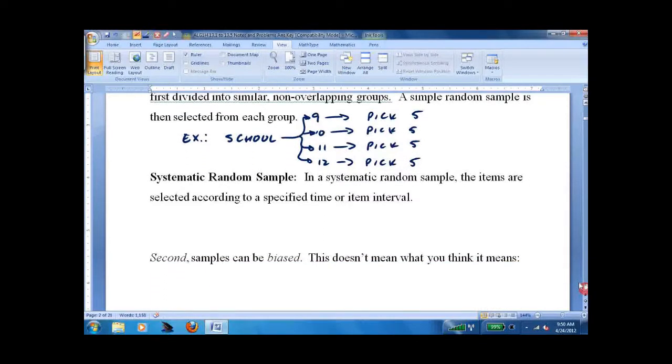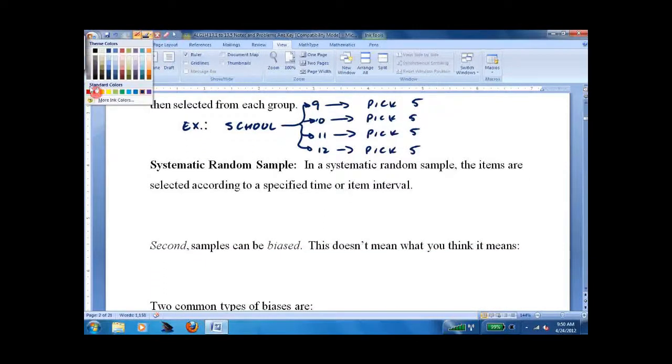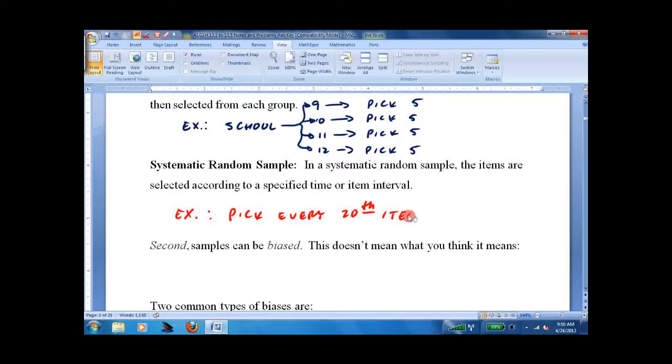A systematic random sample is used in manufacturing often. And you just pick every 20th item off of a manufacturing line. So it's still random. It's still a good survey of whatever you're manufacturing, but you do it with a particular style so that you know you're just doing it randomly.